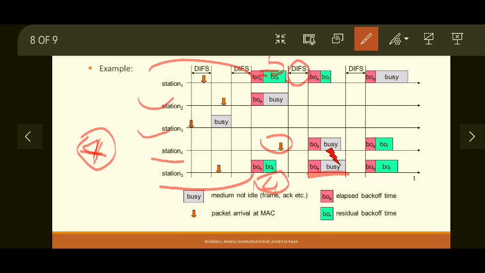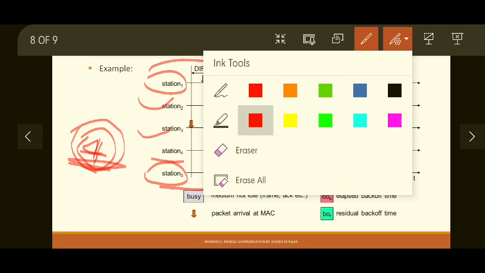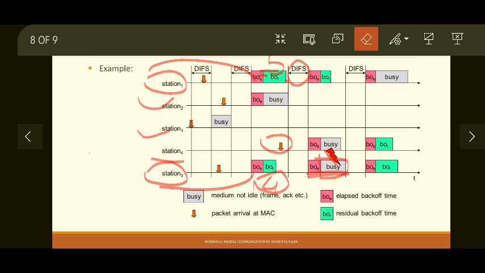But since this is the residual backoff time, it will access the medium first. And since station 4 has an entire backoff time elapsed, but it has entered the contention period later on, these two stations were already in contention. This is the new entry. That's why there may be a collision in that case. So to avoid this, the backoff time should be larger than the other two. For that reason it should be taken as 6.